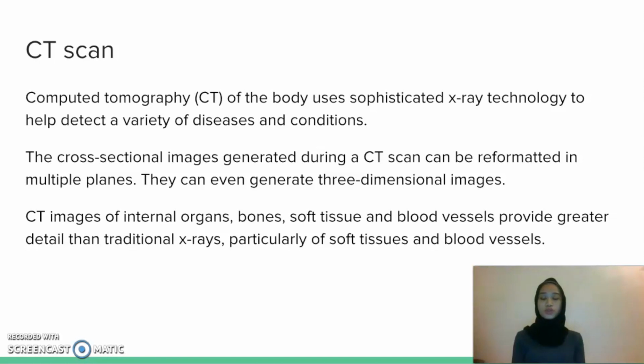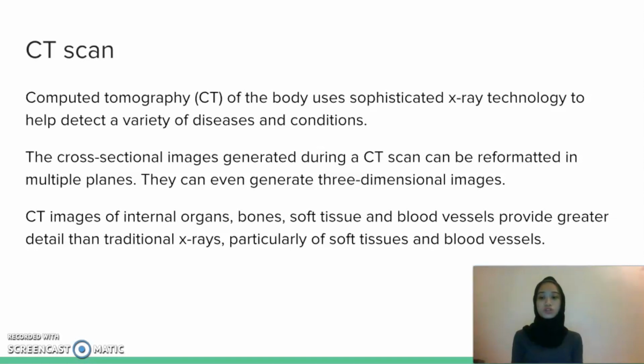If we move on to the advanced imaging techniques, one of them is the CT scan. Computed tomography, also known as CT, of the body uses sophisticated X-ray technology to help detect a variety of diseases and conditions. The cross-sectional images generated during a CT scan can be reformatted in multiple planes. They can even generate 3-dimensional images. CT images of internal organs, bones, soft tissues, and blood vessels provide greater detail than traditional X-rays, particularly of soft tissues and blood vessels.